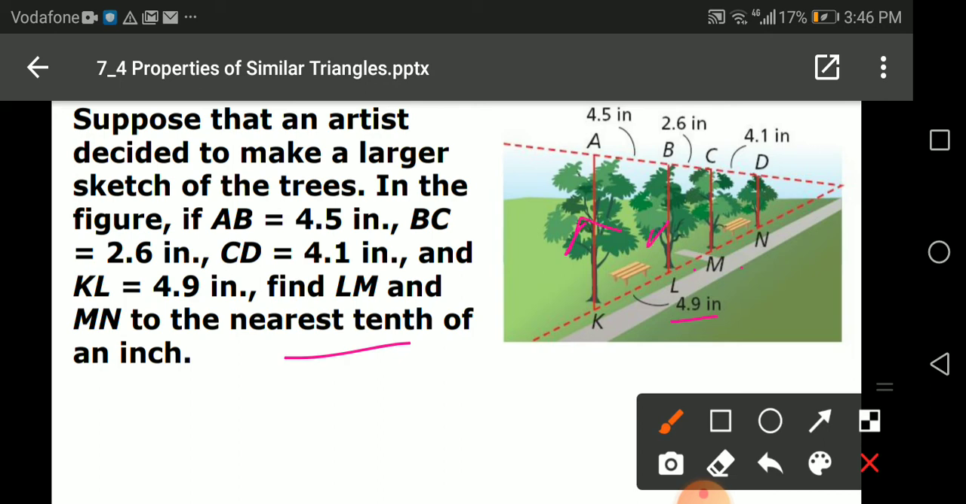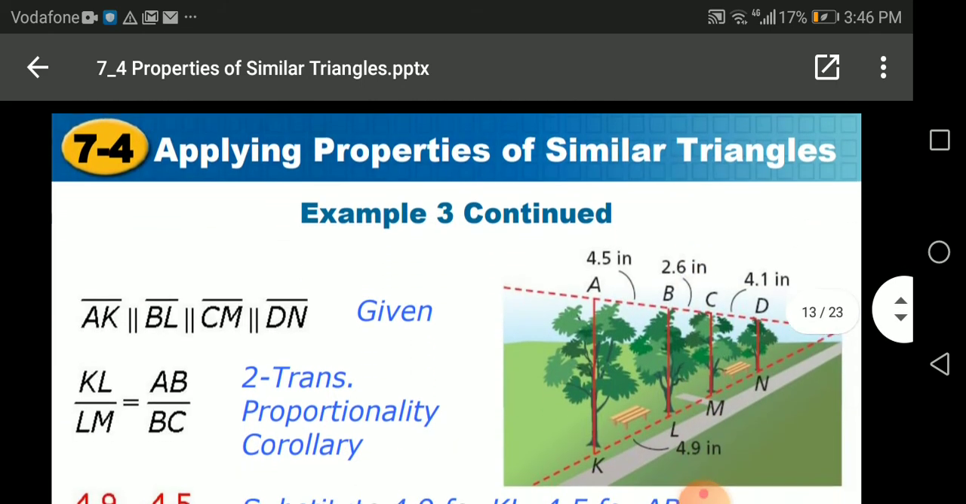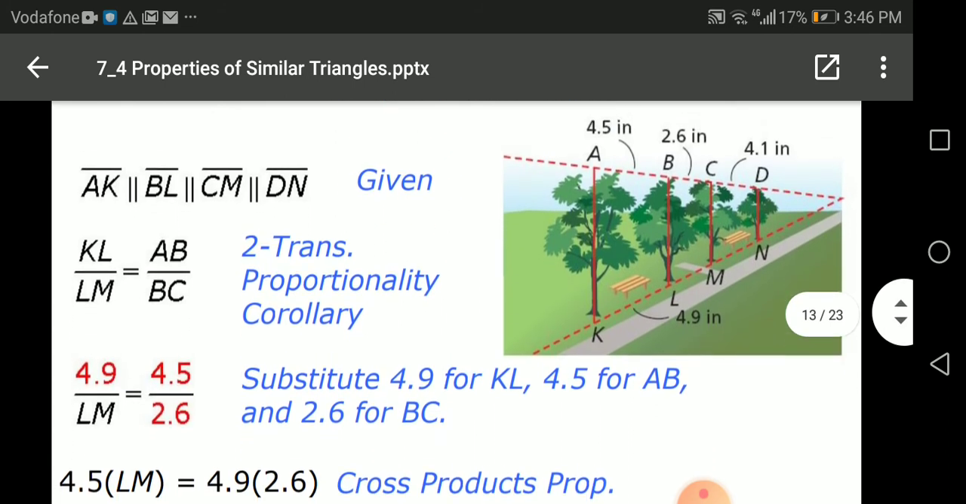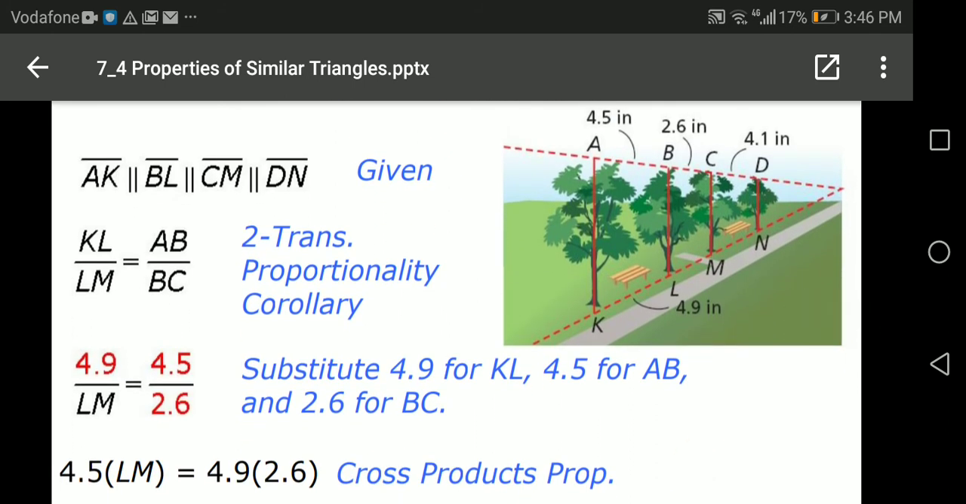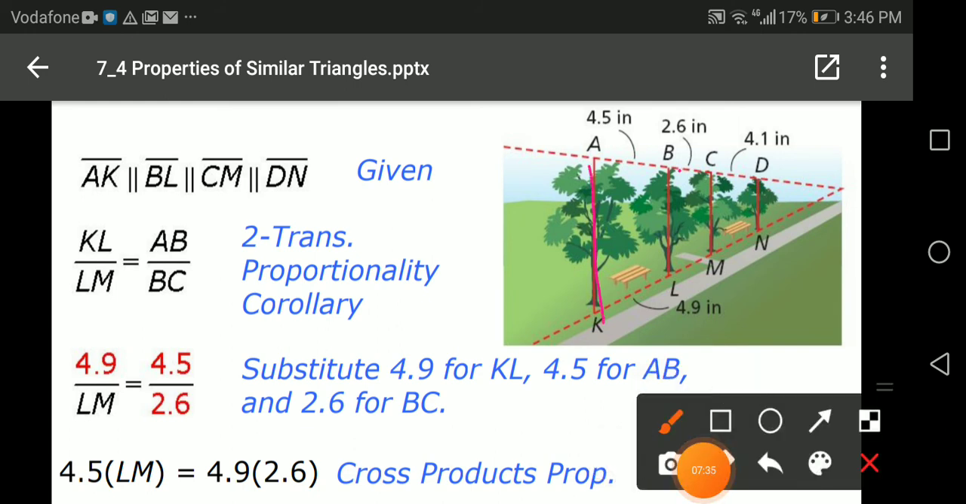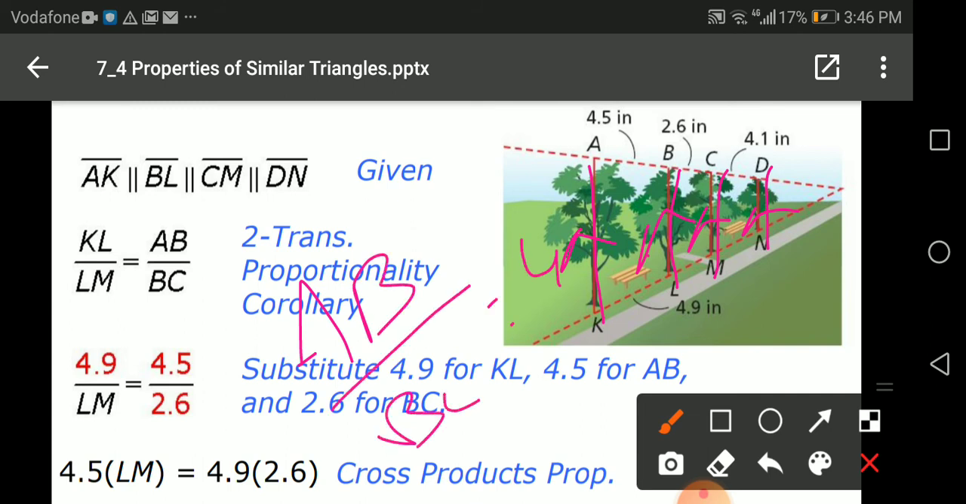We have parallel lines here, right? So I want to know 4.5 over 2.6, the same as KL over LM. So the first thing, we write the given. They are given that AK is parallel to BL, parallel to CM, parallel to DN. They are parallel. Therefore I have AB over BC, 4.5 over 2.6, equals KL over LM.